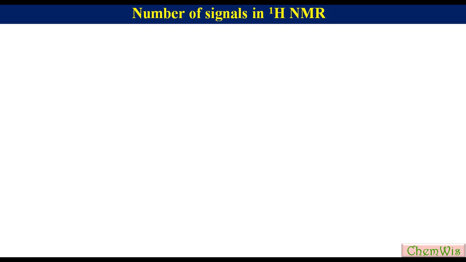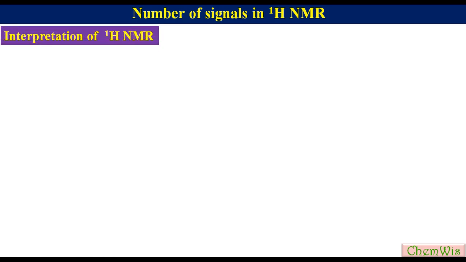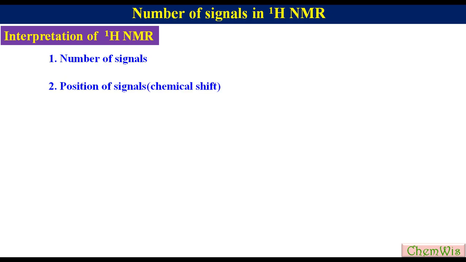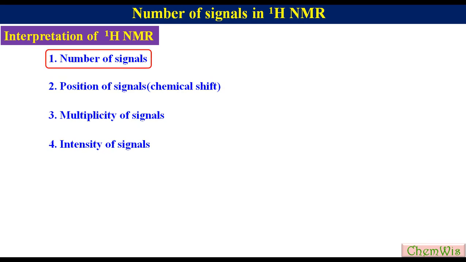Complete interpretation of proton NMR of a molecule requires the following 4 points: number of signals, position of signals, also called chemical shift, multiplicity of signals, and intensity of signals. In this lecture, we are going to discuss only point number 1, which is number of signals.